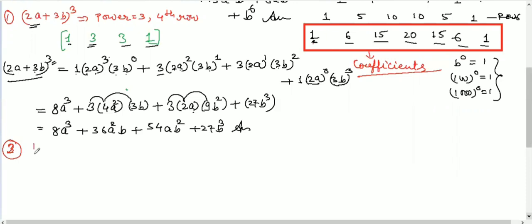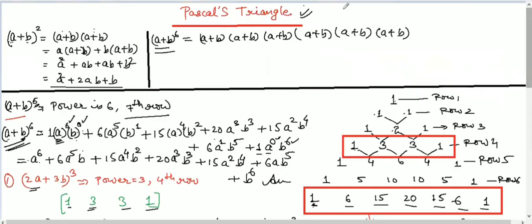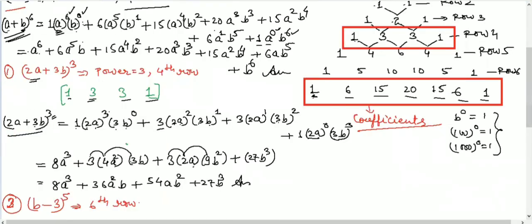One more question here. Let's take one with a minus sign in between: (b − 3) to the power 5. As you can see here, the power is 5, so we will use the sixth row here. Let's see the Pascal triangle, and the sixth row we can see here. So this is the sixth row. We will use these coefficients for this question.